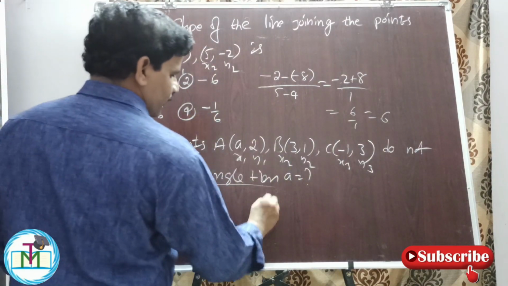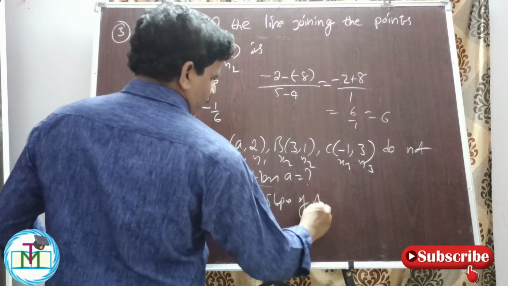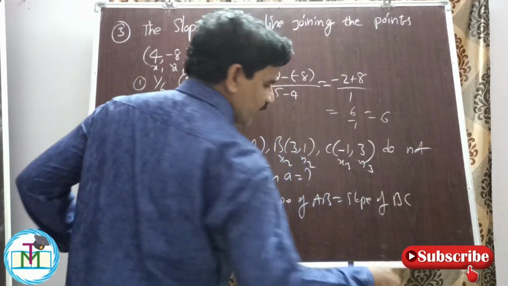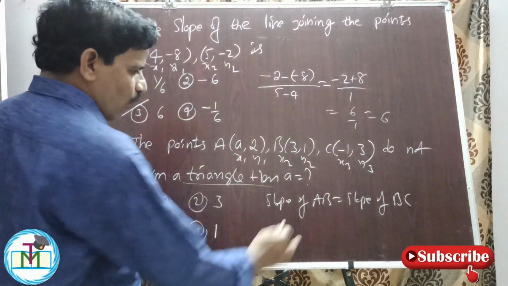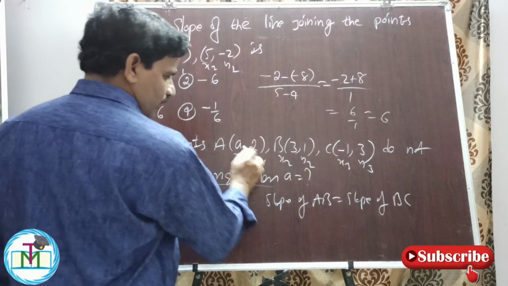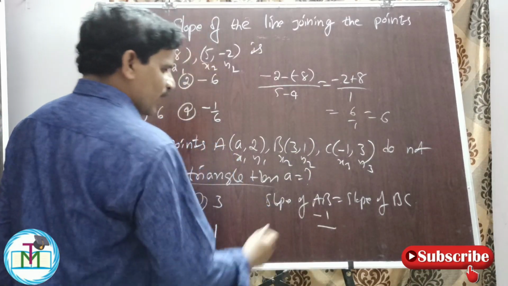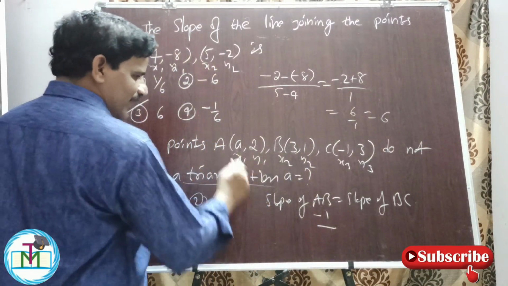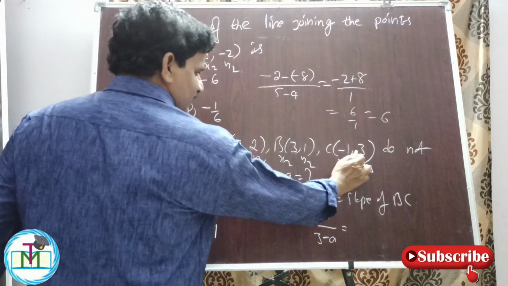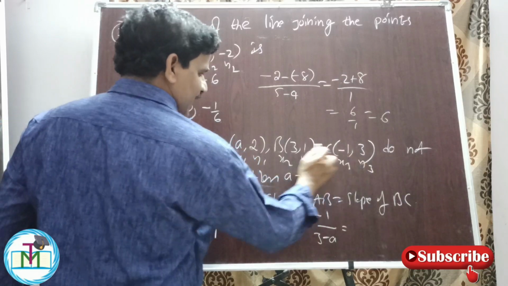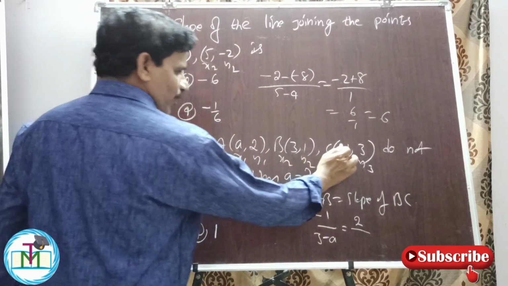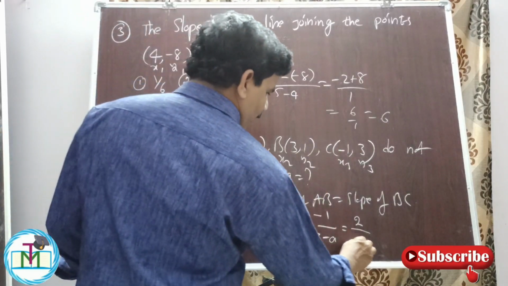Slope of AB is equal to slope of BC, or you can take slope of AC also. What is slope of AB? y2 minus y1 means 1 minus 2, nothing but minus 1, by x2 minus x1 means 3 minus a, is equal to slope of BC. y3 minus y2 means 3 minus 1, 2, divided by x3 minus x2, minus 1 minus 3, total minus 4.